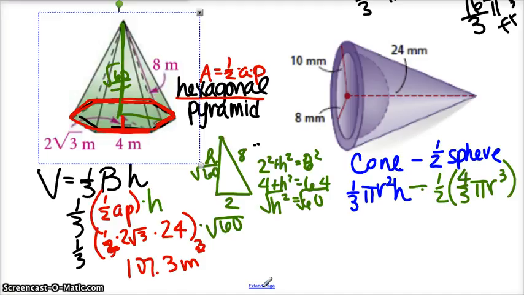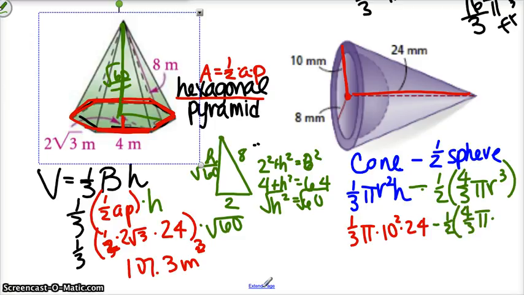We need to plug things in. The radius of the cone goes from the center all the way to the edge of the cone, so it's 10. And then the height here is 24. And I need to subtract away half of that sphere. 4/3 pi times, the radius of the sphere is different. If you notice that there's this border around, so it's 8 to the 3rd power.